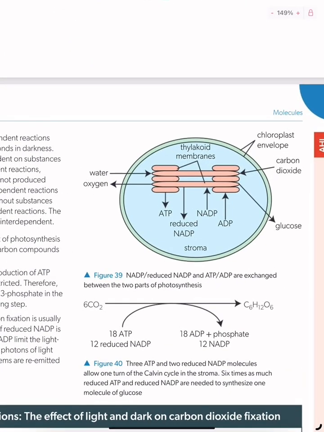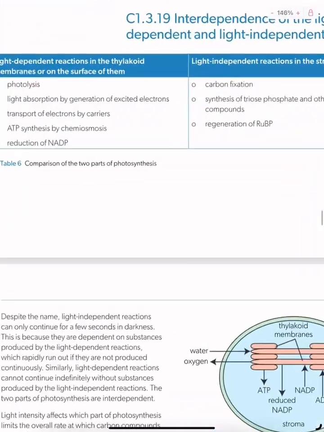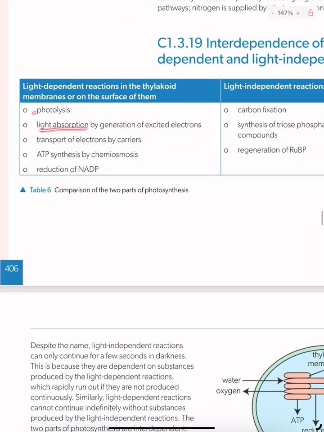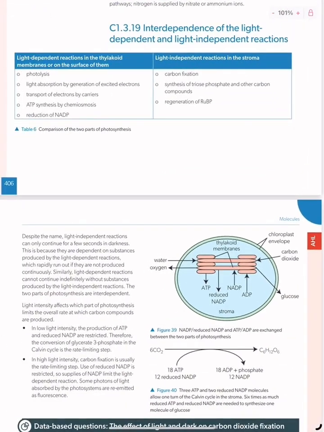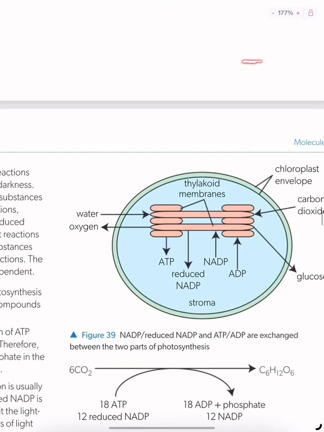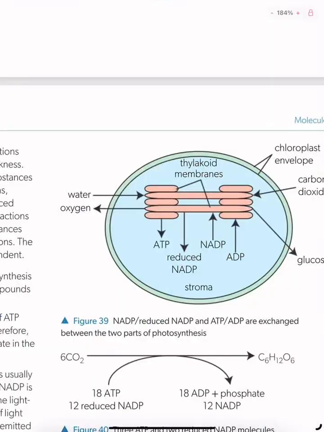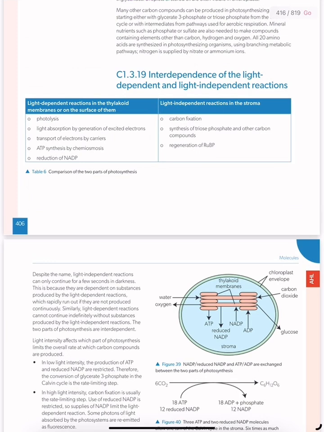So as you can see here, the thylakoid membranes absorb light, do photolysis, transport the electrons by carriers, do ATP synthesis by chemiosmosis, and reduce NADP. And then the molecules needed go into the stroma, which is here, the place outside. And using the reduced NADP and ATP given from the light-dependent reactions, the Calvin cycle consists of carbon fixation, synthesis of triose phosphate and other carbon compounds, and at last, the regeneration of ribulose bisphosphate.